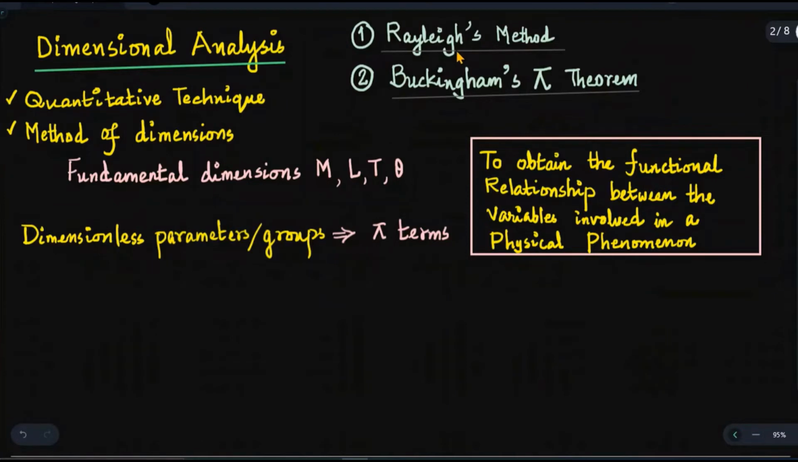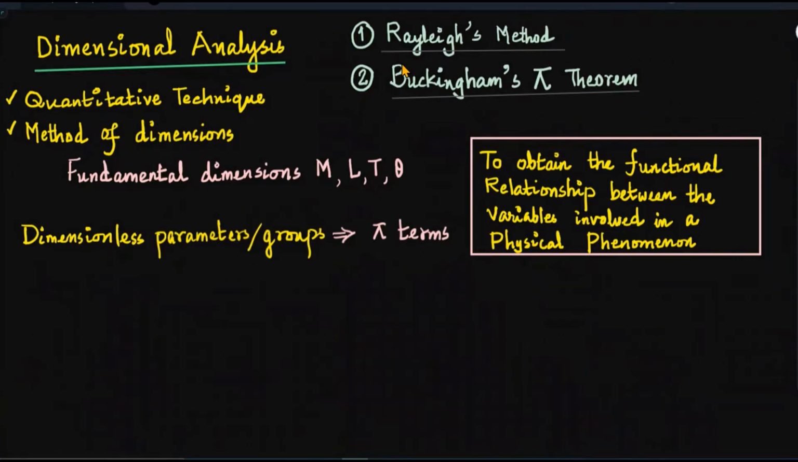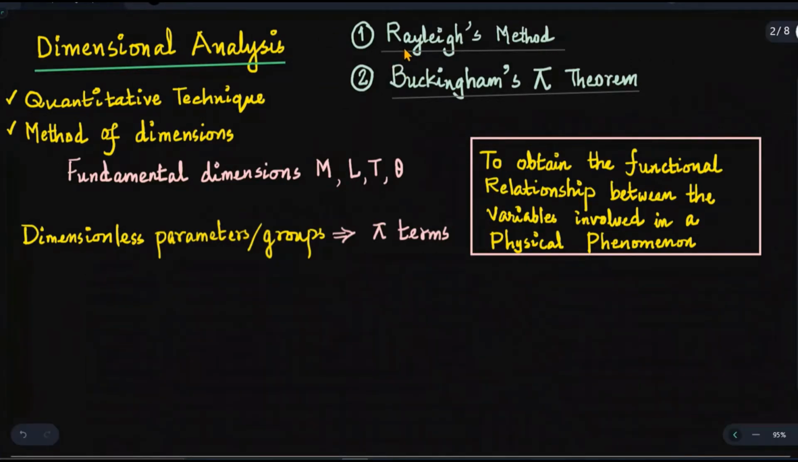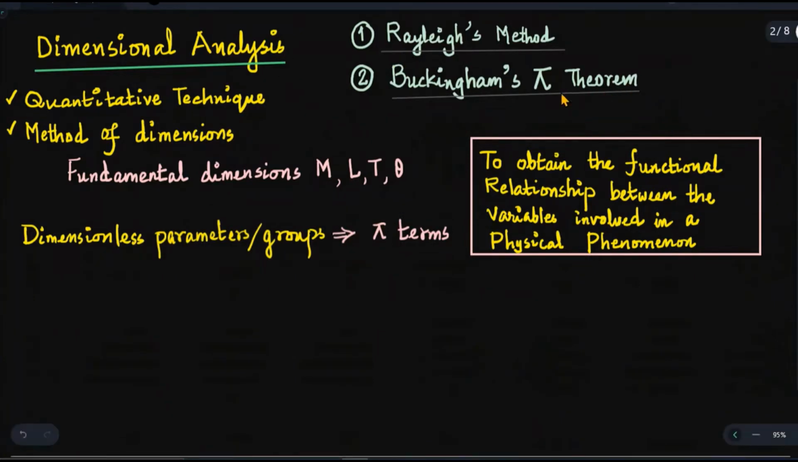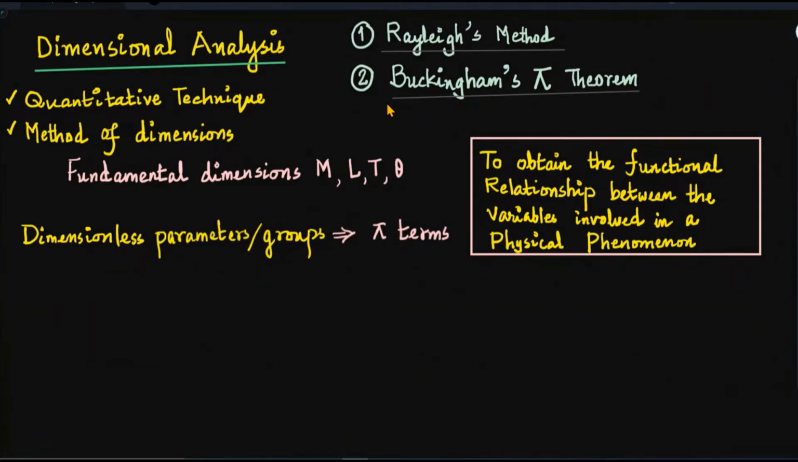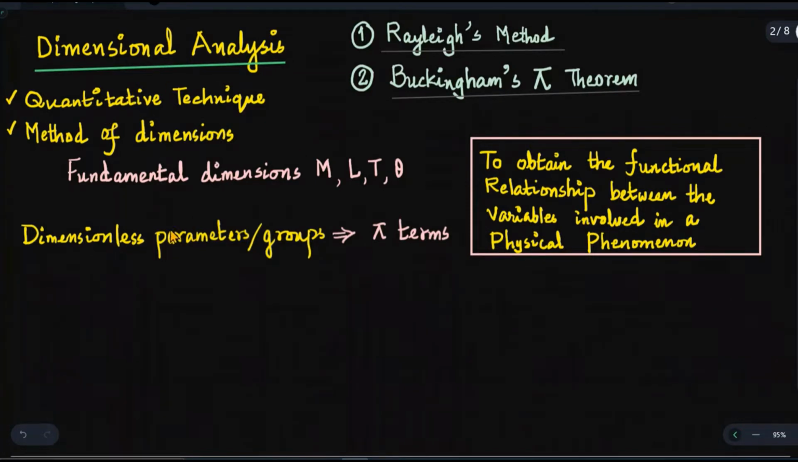Rayleigh's method is a very simple one, but it has its own limitations. When the number of variables involved in a typical problem is more, say more than 4, Rayleigh's method may not be suitable, even though we can use it. But with Buckingham's Pi Theorem, we don't have that kind of limitation. We can use as many variables as we like.